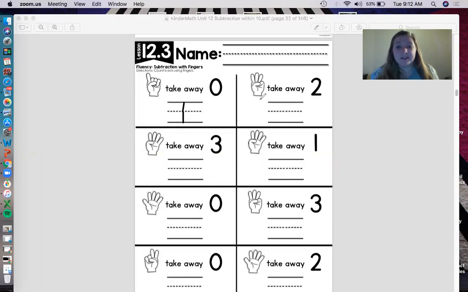All right, let's do the next one. This says 3 take away 2. So start off with 3 fingers and then take away 2. 1, 2. How many fingers do I have left? I have 1. So 3 take away 2 is 1. Okay, so I want you to try to do the rest of the page by yourself and post all your work when you are done.